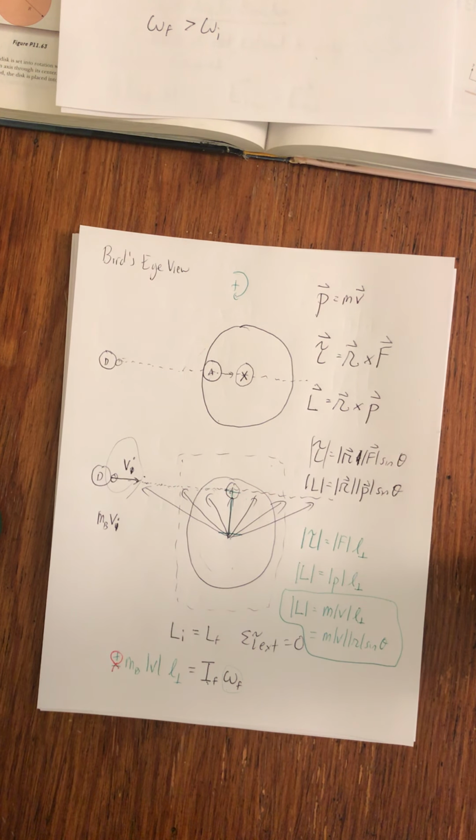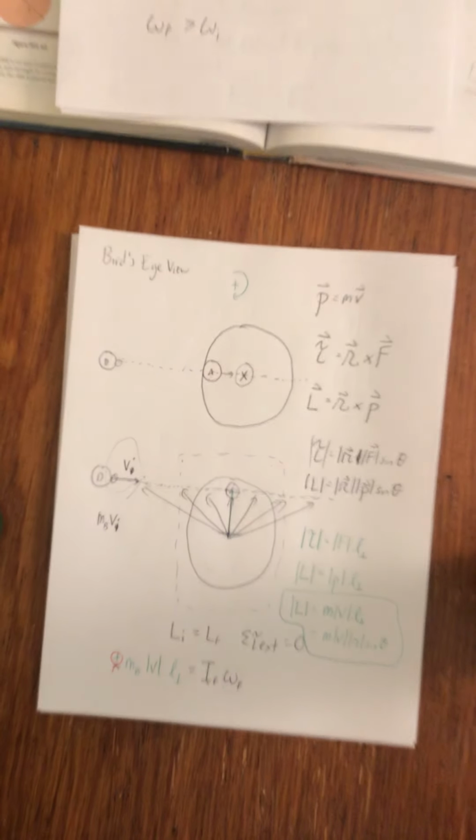So we're going to do one more video for chapter 11, where we're going to talk about what happens in problems between objects where there isn't a constraint, such that both angular momentum and linear momentum are conserved.